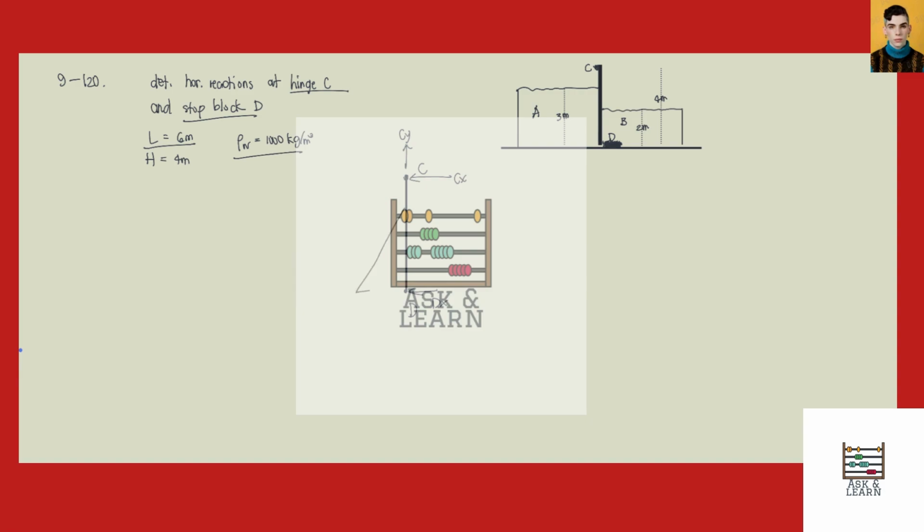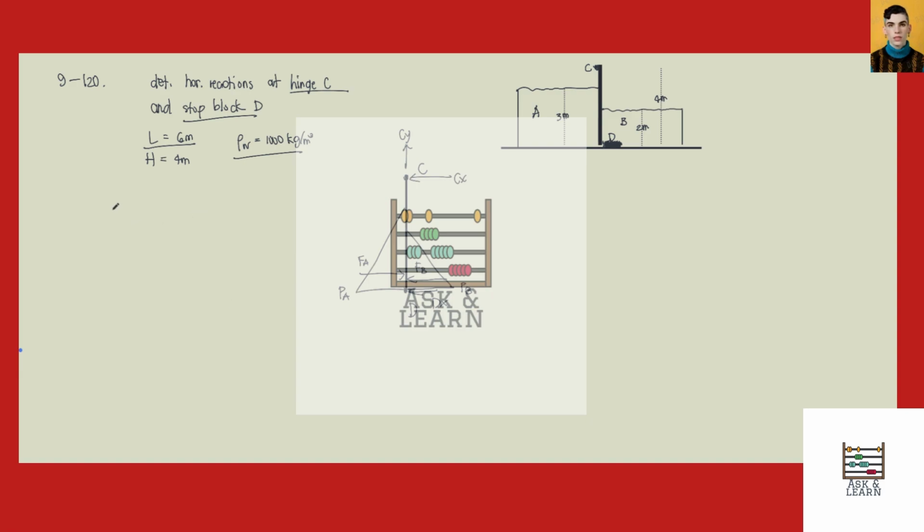The water pressure exerted by tide A and the water pressure exerted by tide B. Let's call this pressure A and pressure B, and the force resultant of the pressure let's call as FA, and the force resultant of tide B, which is FB.